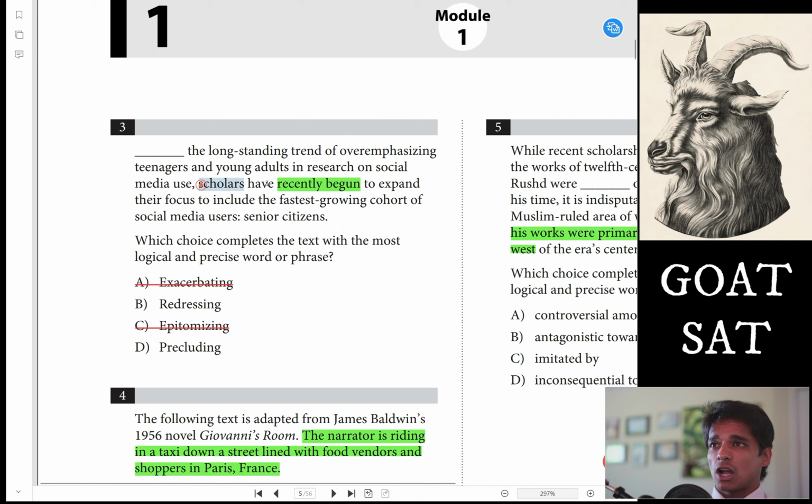Because scholars have recently begun, this kind of changes the meaning of the sentence. What the scholars are doing now that's different than before is they've started to do something. So we're looking for something that means basically start to do, or before you didn't, but now you do. So epitomize doesn't really fit that, so I crossed it out for you guys. Exacerbating doesn't really fit that, so I crossed it out. Preclude means something like prevent, so it's actually the opposite of what the answer is. I wasn't sure what redress actually meant. You can kind of guess, but when I answered this question, that is what I guessed, and this is, in fact, the right answer.